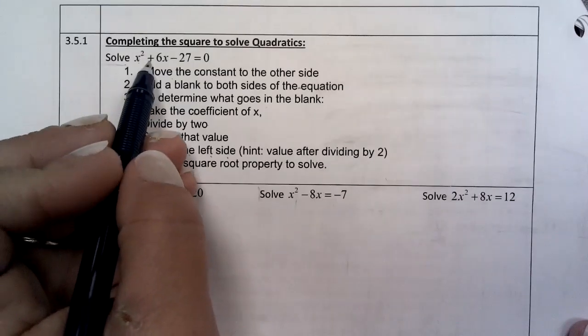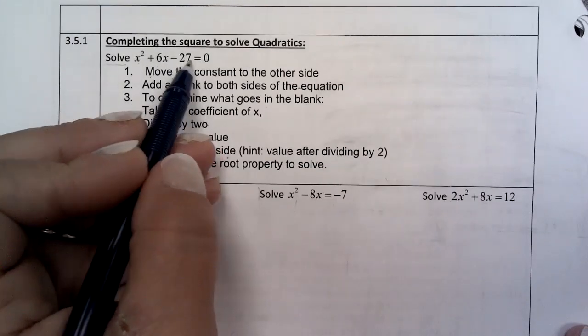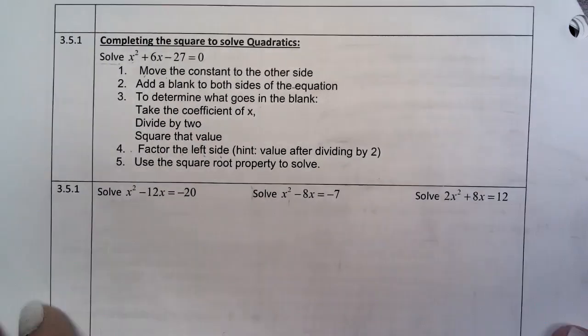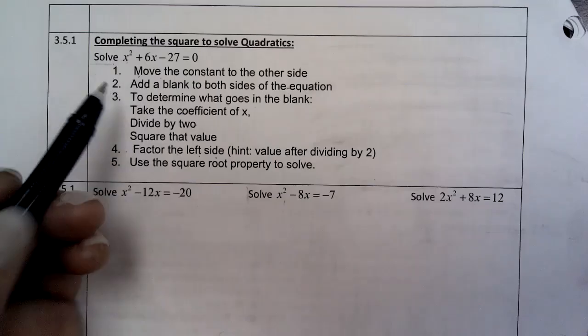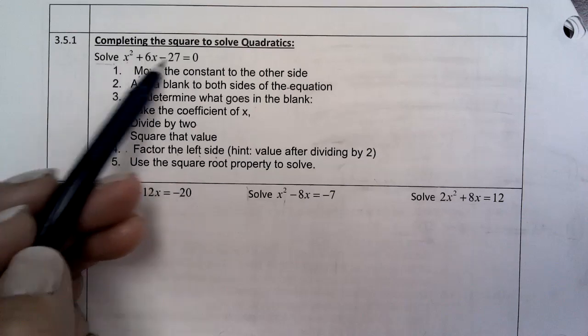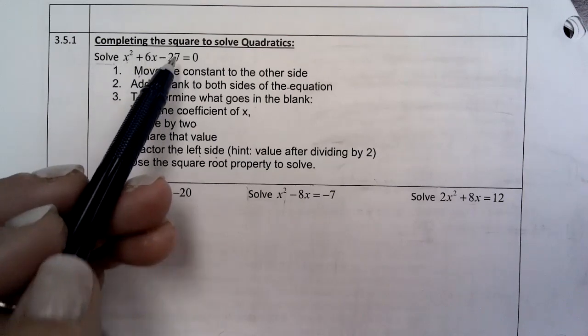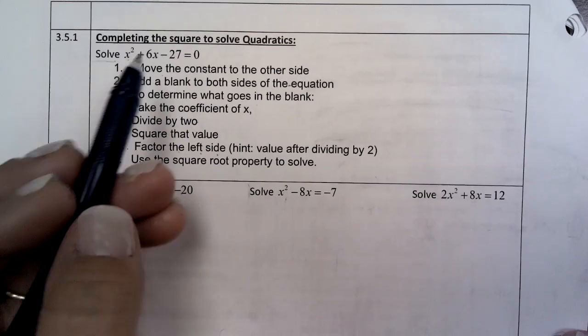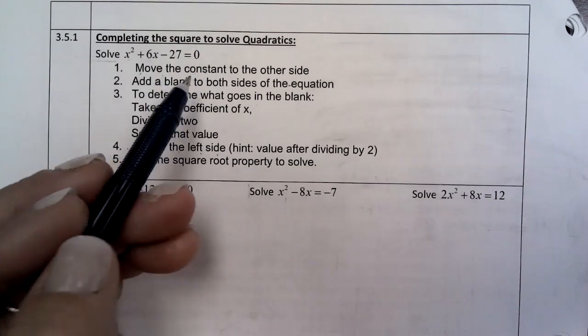trinomial, x squared plus 6x minus 27 equals 0. Okay, so it's also a quadratic, is what it's called. If we try to factor this, it is not factorable. Okay, so there's a couple of different ways we can do this.